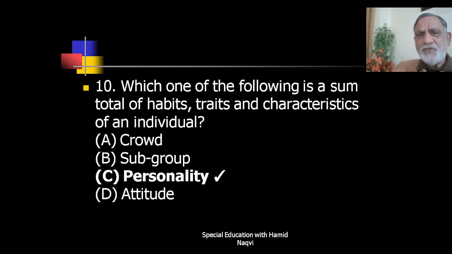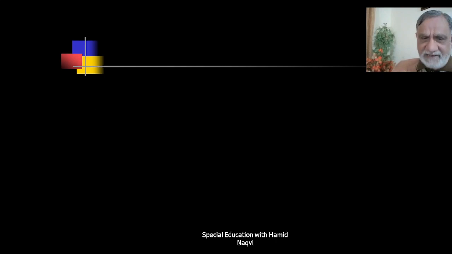Now, which one of the following is a sum total of habits, traits, and characteristics of an individual? Crowd, subgroup, personality, and attitude. This question is from psychology, and the answer is certainly personality. So which one of the following is a sum total of habits, traits and characteristics? It is personality.